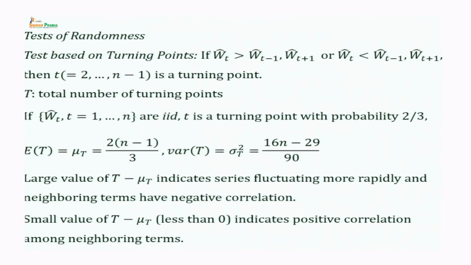A small value of T minus mu T is an indication that the terms of your W t series are positively correlated among neighboring terms. Now, you can apply this logic for testing the randomness of the series.